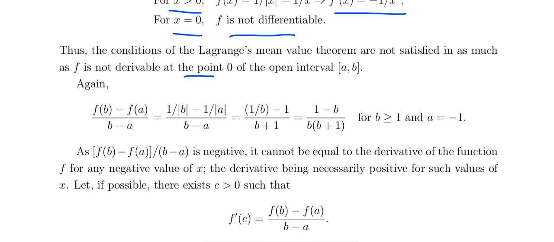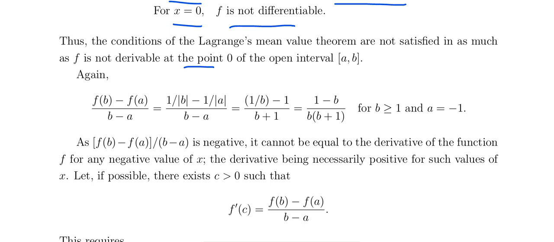So f of b minus f of a divided by b minus a, 1 by mod b is something equal to minus 1 by mod a divided by b minus a. This is equal to 1 by b minus 1 divided by b plus 1. Am I correct?